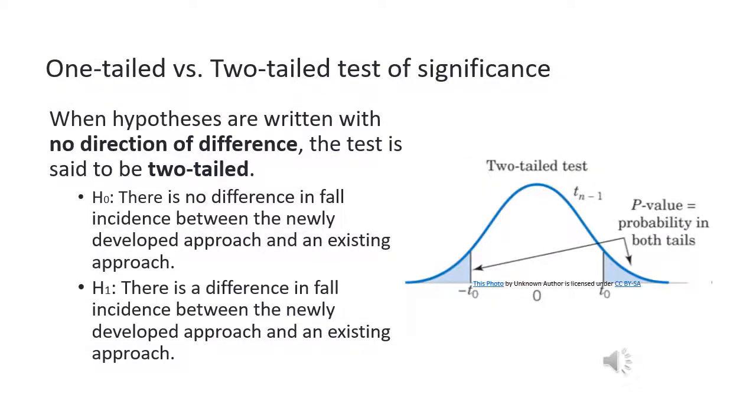So now we're going to talk briefly about one-tailed versus two-tailed tests of significance. This has to do with how the hypotheses are written and if they are written with a direction or difference. So if they are written with no direction, the test is said to be two-tailed. Your null hypothesis would be there's no difference in fall incidence between the newly developed approach and an existing approach. And your alternative hypothesis would be there is a difference in fall incidence between the newly developed approach and an existing approach. And you can see here from the distribution graph that the two-tailed test has p-values that are looking at probability in both tails of the test, in both directions.